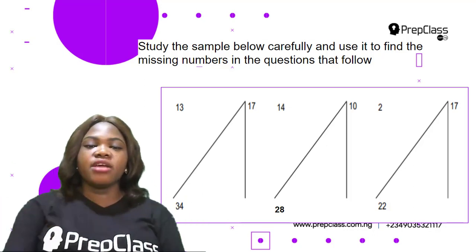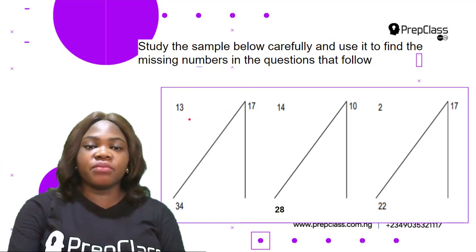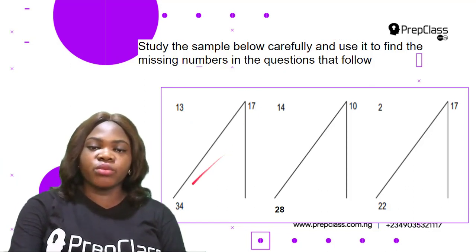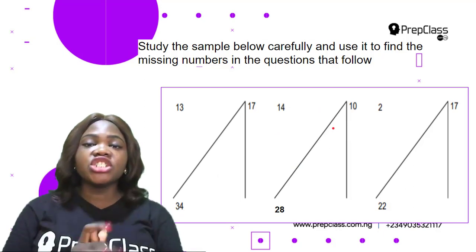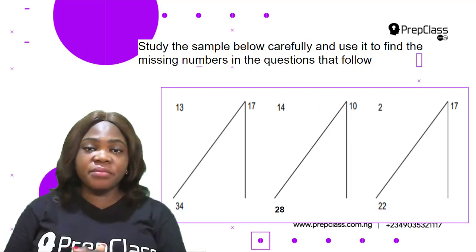Here there are three numbers in each sample, two top numbers and one bottom number. So there is a relationship between those three numbers. There's a relationship between these three numbers as well. So you need to find out the relationship between these numbers for you to be able to answer your question.